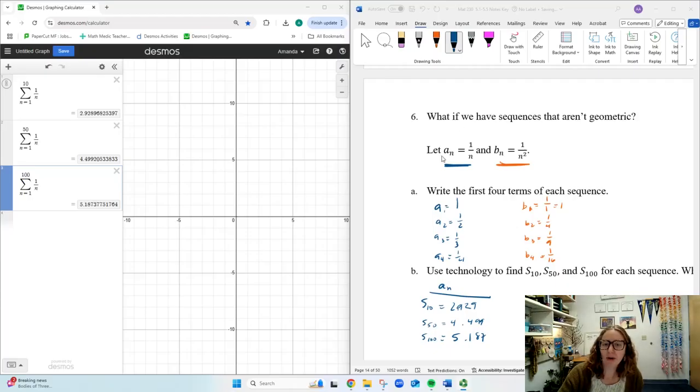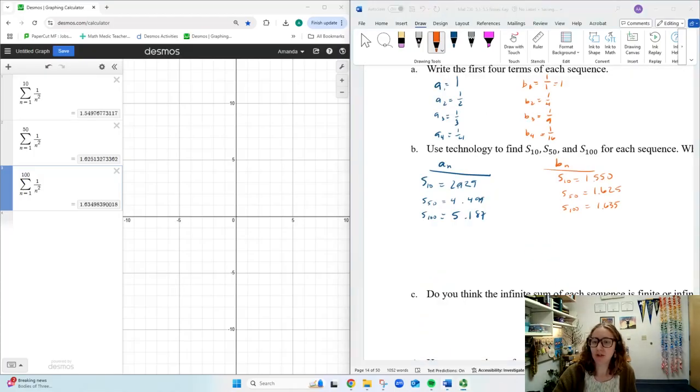Okay, so that's for my sequence 1 over n. Let's look at that for 1 over n squared, my b sub n sequence. So here are my partial sums for the first 10, the first 50, and the first 100. You can kind of see that they're a little more stagnant for our b sub n, but our a sub n just keeps on increasing.